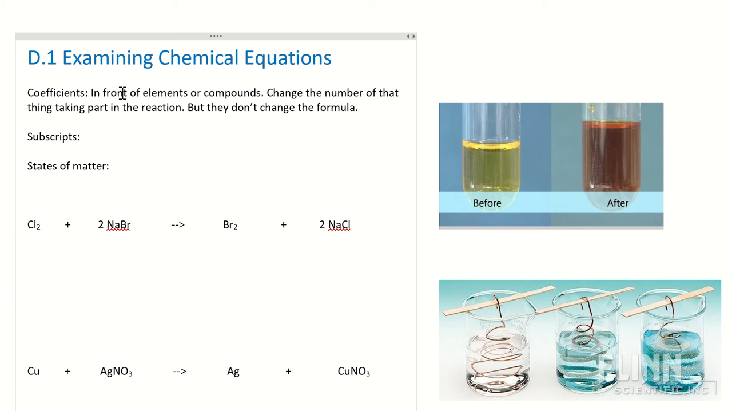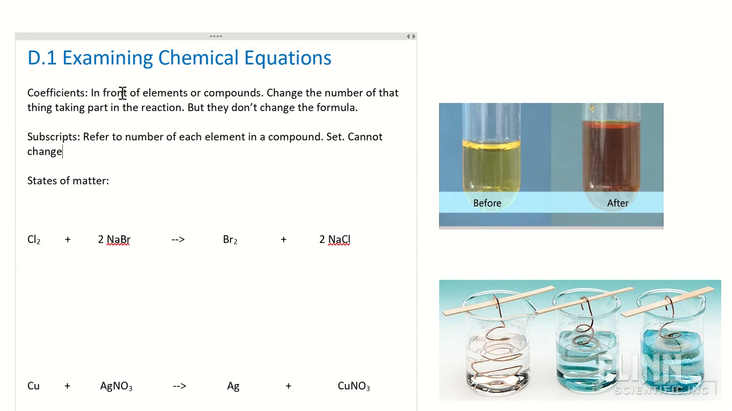Think about coefficients in math, like 3x or 2x. That 3 or 2 is what we're talking about here. Subscripts refer to the number of each element in a compound. So these do change the formula of that compound. These are set. These cannot change from reaction to reaction.